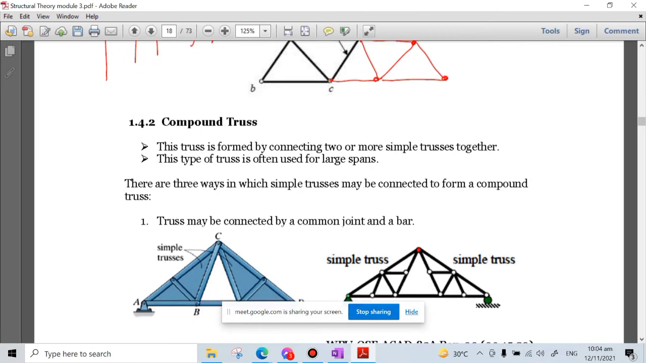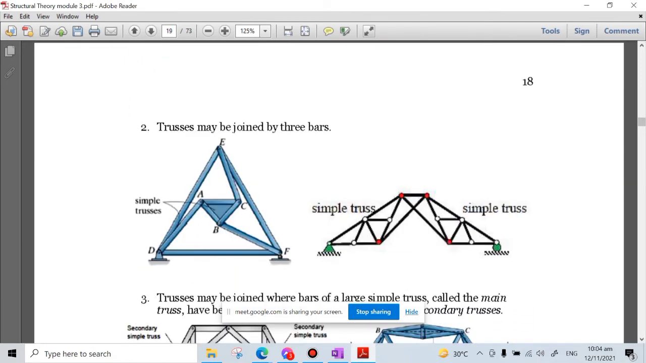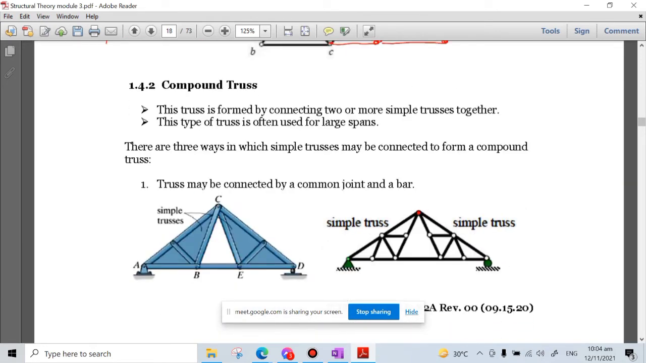And second, we have the compound truss. This truss is formed by connecting two or more simple trusses together. This type of truss is often used for large spans. Pag pinagsama natin yung dalawa o higit pang mga simple trusses, makakabuo tayo ng compound truss. Paano tayo makakagawa ng compound truss? Number one, it may be connected by a common joint and a bar. Dagdag ka ng isang bar, i-connect mo sa joint na yon, at sa joint na yon, ito ay compound truss na.